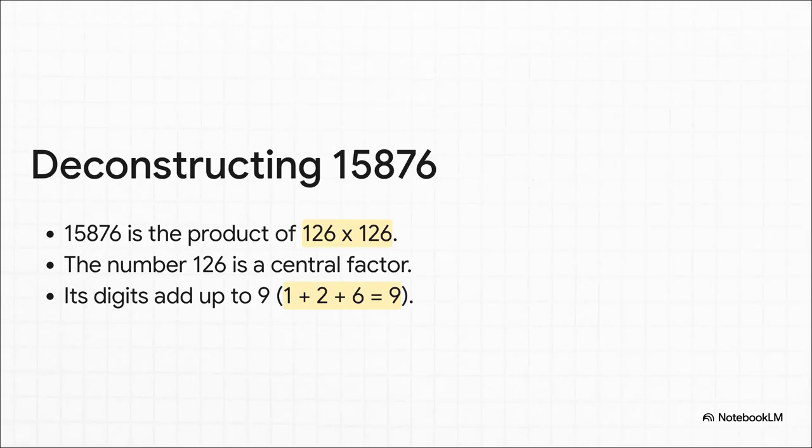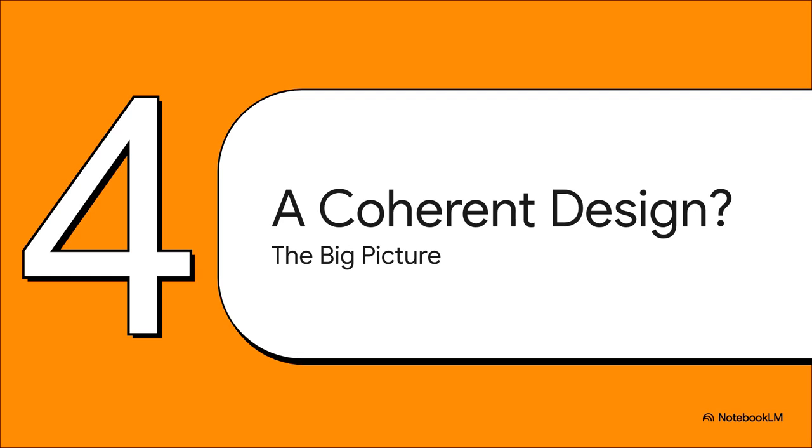So how does this number work? Well, the theory breaks it down to reveal even more patterns. It turns out that 15,876 is exactly 126 times 126. So that makes the number 126 pretty central, right? But then if you take the digits of 126, 1 plus 2 plus 6, you get 9. And that number 9 is another one that proponents say is super significant in other patterns found all over the text. So what's the point of all this?